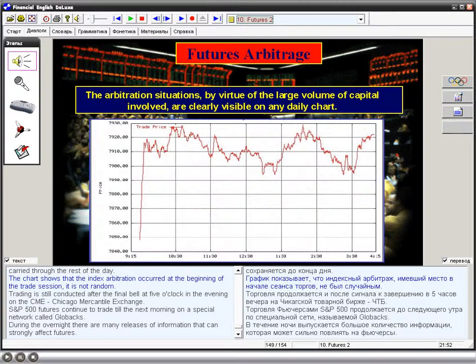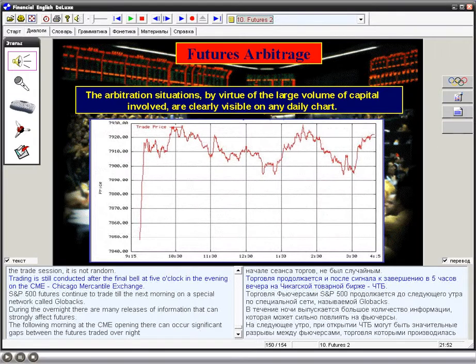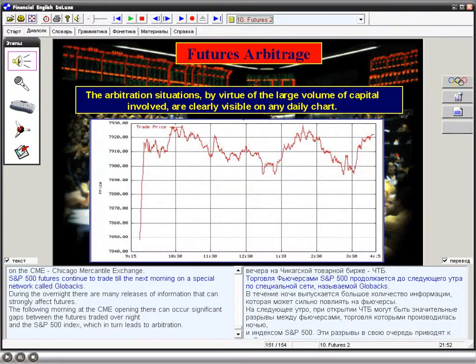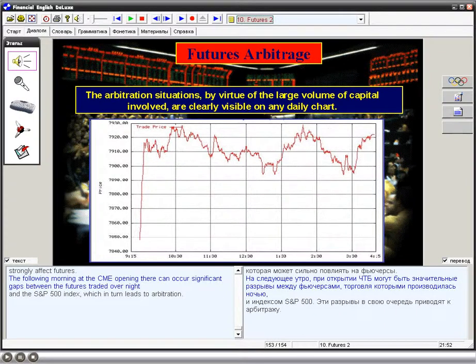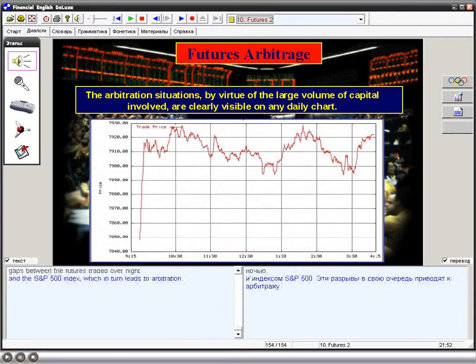The chart shows that the index arbitration occurred at the beginning of the trade session. It is not random. Trading is still conducted after the final bell at 5 o'clock in the evening on the CME, Chicago Mercantile Exchange. S&P 500 futures continue to trade till the next morning on a special network called Globex. During the overnight, there are many releases of information that can strongly affect futures. The following morning, at the CME opening, there can occur significant gaps between the futures traded overnight and the S&P 500 index, which in turn leads to arbitration.